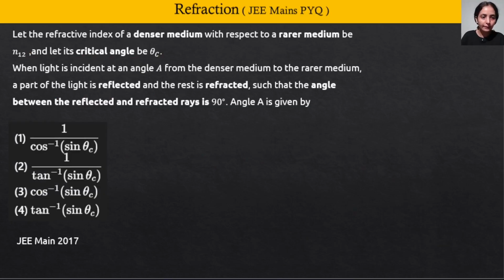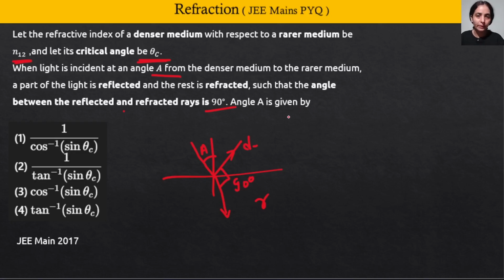Now look at what the next question is saying. Let the refractive index of a denser medium with respect to a rarer medium be n12, and let its critical angle be theta c. When the light is incident at an angle A from the denser medium to the rarer medium, so from the denser medium, this is denser, this is rarer, and it is getting incident at an angle A from the denser medium actually, part of the light is reflected and the rest is refracted, such that the angle between the reflected and refracted ray is 90 degree. So this is your reflected, let's say this is your refracted, this angle is 90 degree. Angle A is given by, okay.